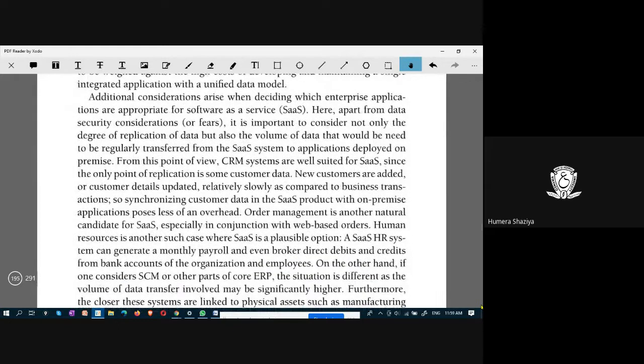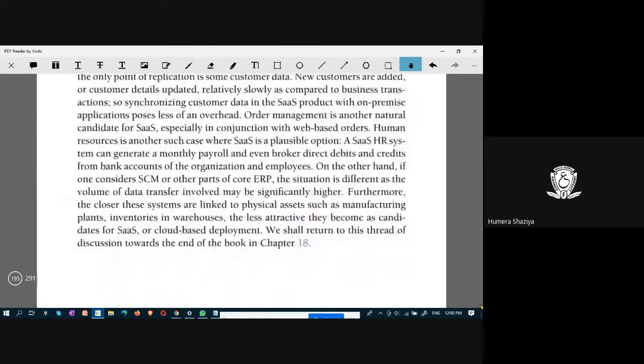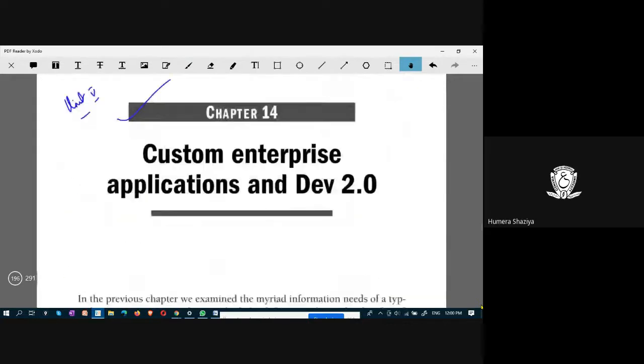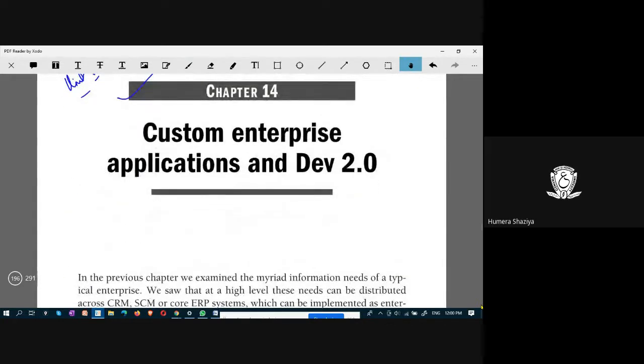Another consideration when dealing with enterprise software is SaaS, software as a service. Every cloud vendor would have its own software as a service guidelines. So sometimes a SaaS system would not provide all the three, whereas others would provide. It all depends on the SaaS provider. With that, we are done with chapter number 13. Now, tomorrow we will start with chapter number 14.